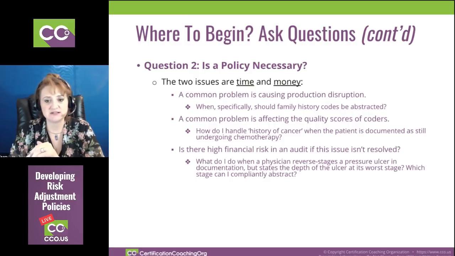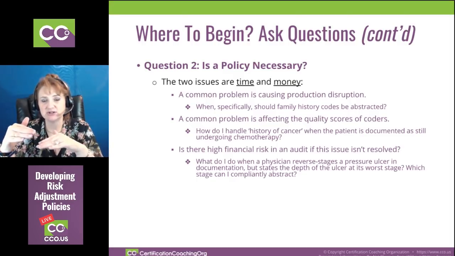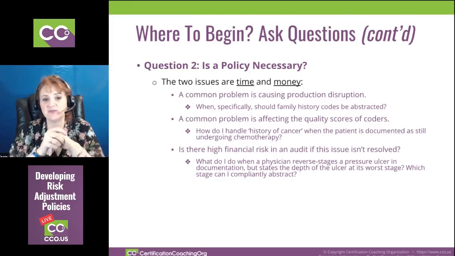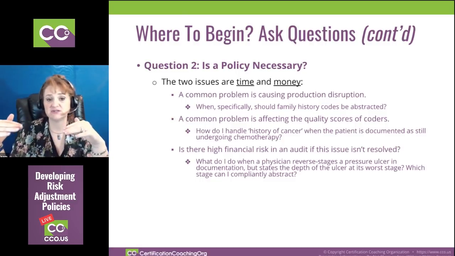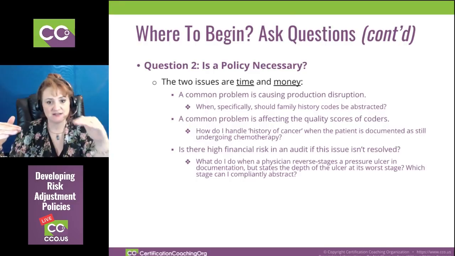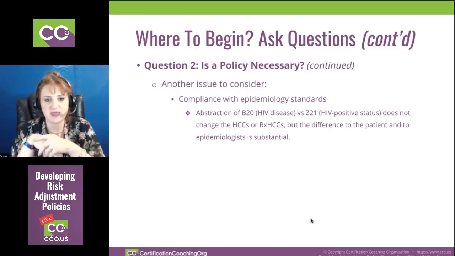What about financial risk and audits? Already alluded to that. So if you have a physician that reverse stages a pressure ulcer in documentation, what's that going to do? Well, was it coded and abstracted at the highest stage? Again, pressure ulcers put out a lot of money for risk adjustment because of the care involved and the time that it takes to heal. So if you have a stage 1 pressure ulcer and then they go back and say, oh no, this was a stage 4. Wow, that's a lot of difference, and this guy's going to heal up a lot faster than this guy. So a financial audit can get a big hit if that type of error is made.